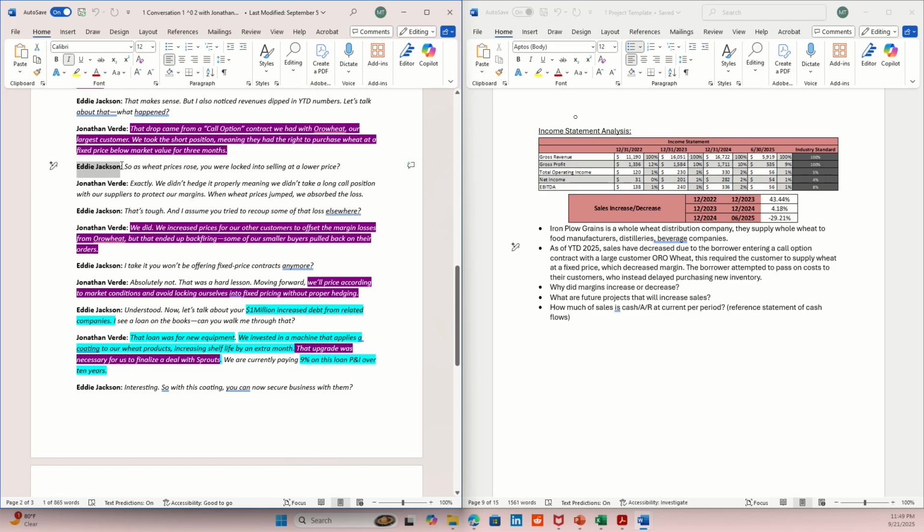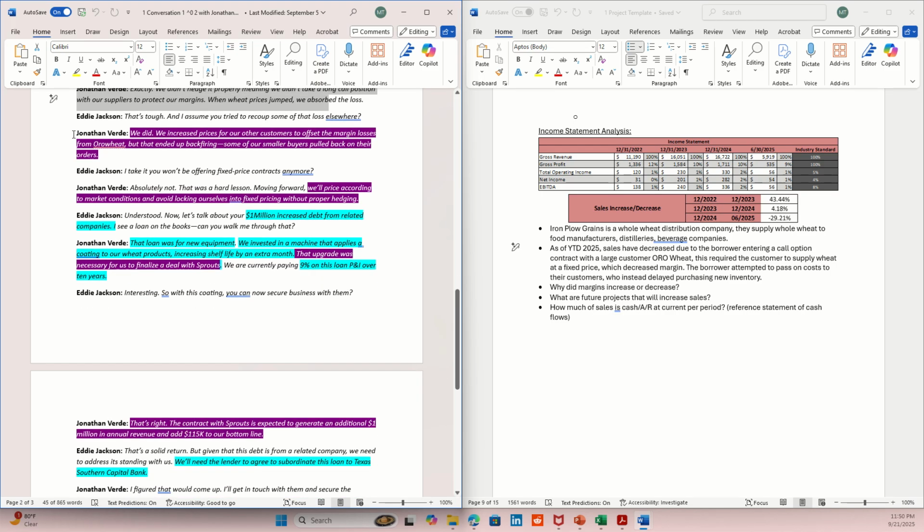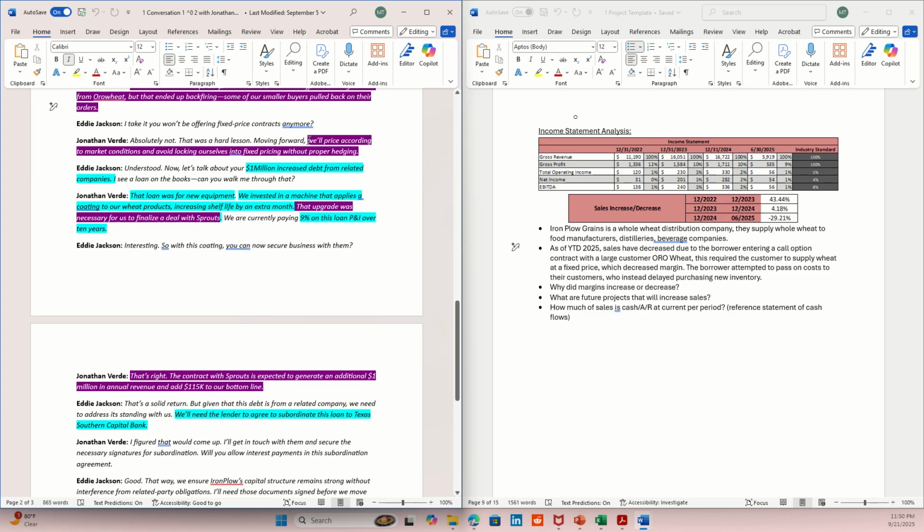And then Eddie Jackson, so as wheat prices increase, and so on. Yeah, they didn't hedge their position. But remember what Jonathan Reddick says right here. He says we increased prices for our other customers to offset margin losses, but that ended up backfiring. Some of the smaller buyers pulled back on their orders, right? Now they'll price according to the market and avoid locking themselves into fixed rates in the future.